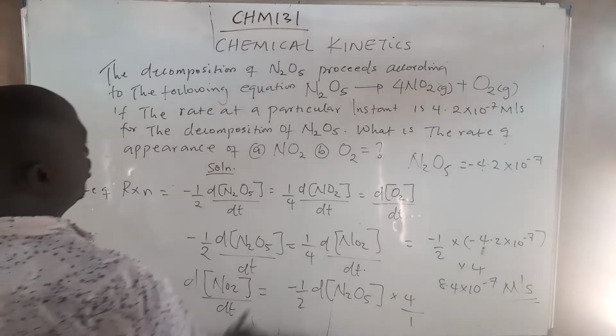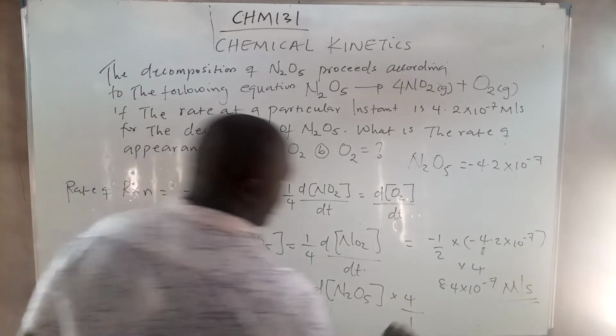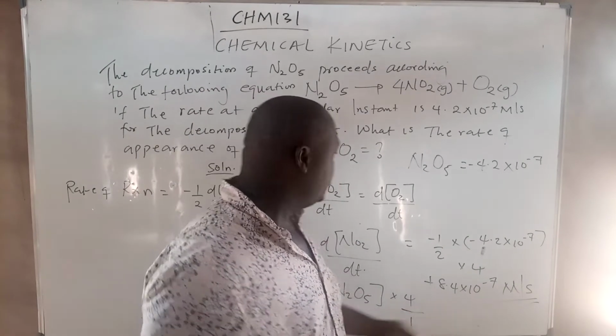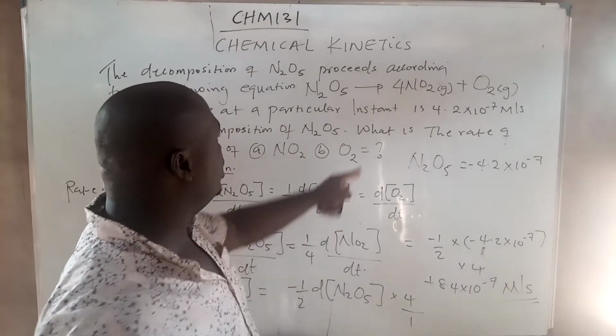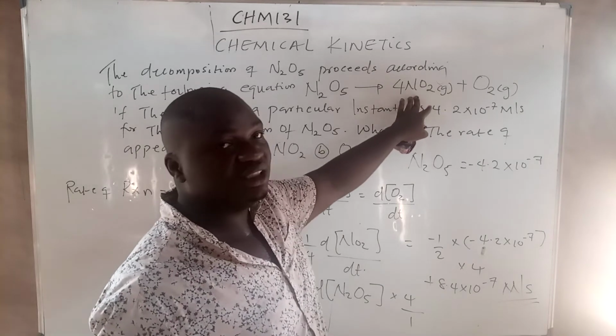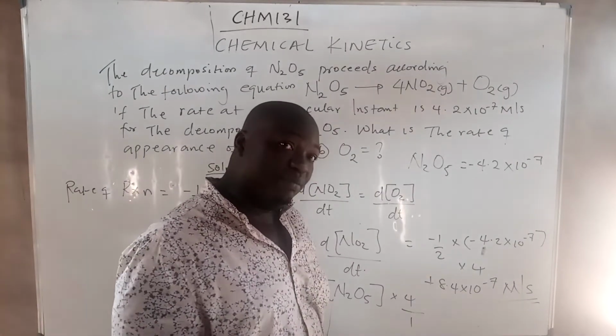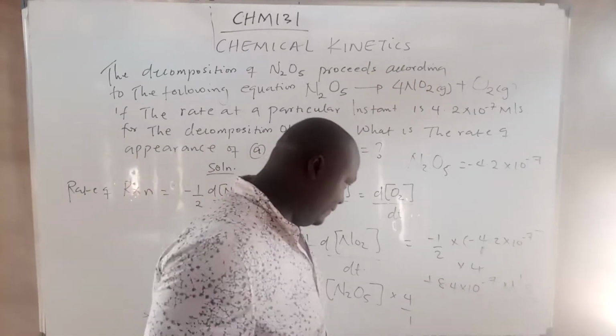Now we want to get the one of O2. And from this answer, let me put plus here. You can see that we got plus. And you can see that NO2 is on the product side. It is increasing. Right now, we got an answer to the plot. That means we are on the right track.